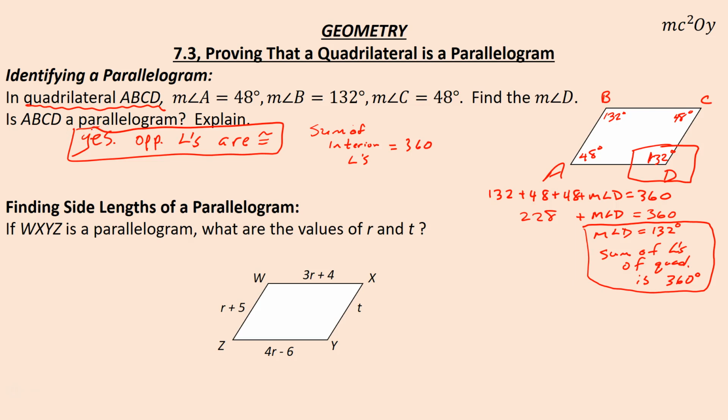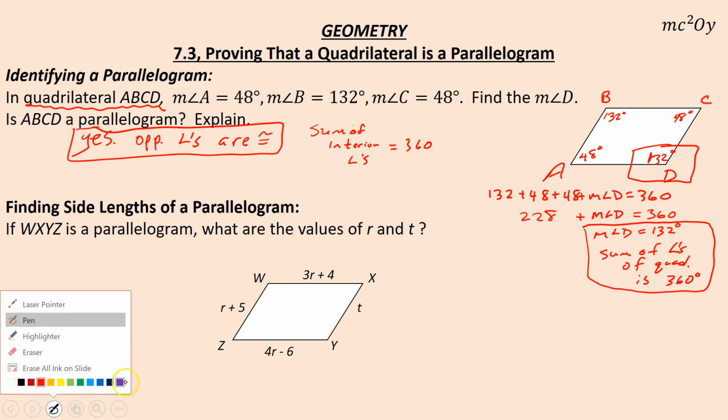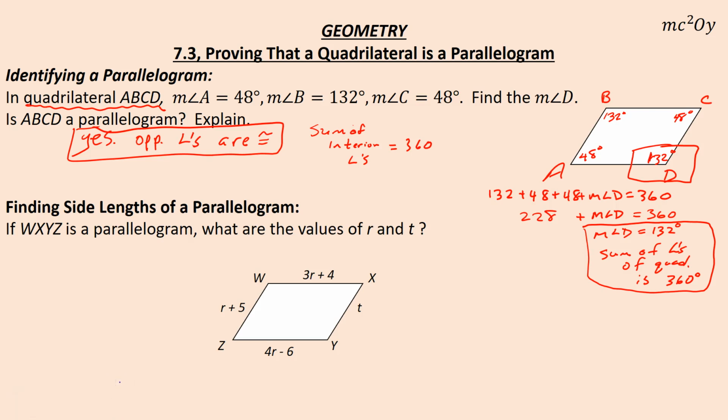Okay, let's go ahead and try another one here. If WXYZ is a parallelogram, what are the values of R and T? So this time they're saying if this is a parallelogram. So in other words, if this side's parallel to this, and this side's parallel to that, which doesn't help us with measures. However, parallelogram also means this side is congruent to this, and this one is congruent to that. So WX is congruent to ZY. And if WX is congruent to ZY, then WX equals ZY.